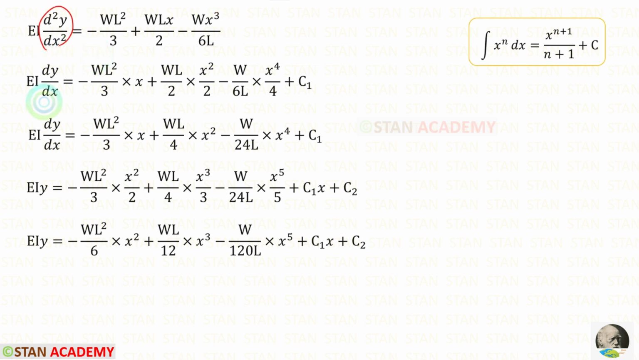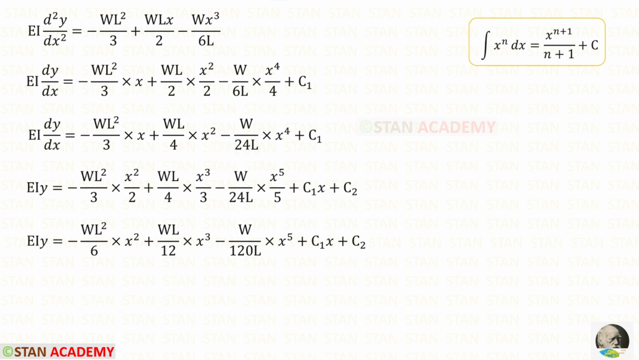When we integrate this, we will get dy upon dx. In this term, there is no x, so we have to multiply with x. When we integrate x, it will be x square upon 2. When we integrate x cube, it will be x power 4 upon 4. C1 is the constant. 2 into 2, 4. 6 into 4, it will be 24.